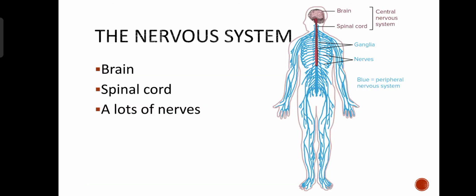So you have seen how the nervous system works. The nervous system consists of brain, spinal cord, and a lot of nerves. The brain is present inside the head. This is the spinal cord, and all these blue lines are indicating nerves. So the nervous system is made up of brain, spinal cord, and nerves.